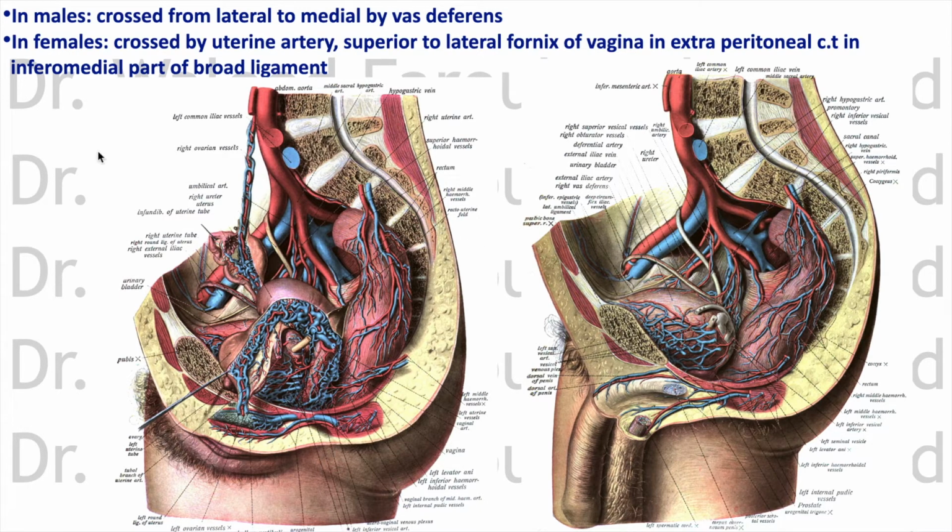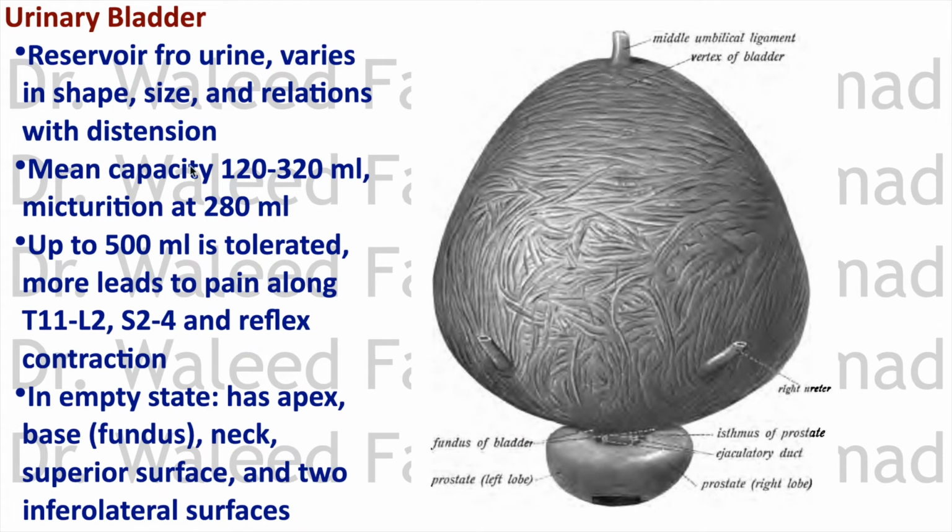fornix of the vagina. Now, the urinary bladder is simply a reservoir for urine and varies in shape and size and relations with distension. Mean capacity, of course, these are not exact numbers, but approximate numbers. Mean capacity between 120 and 320 on average, in the most common sizes in human beings. Micturition starts at 280 milliliters.